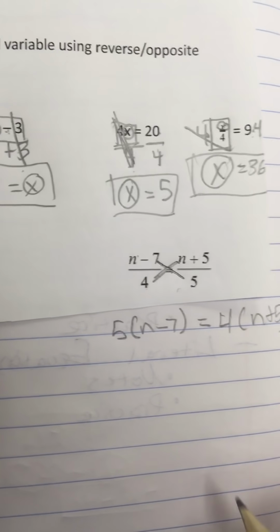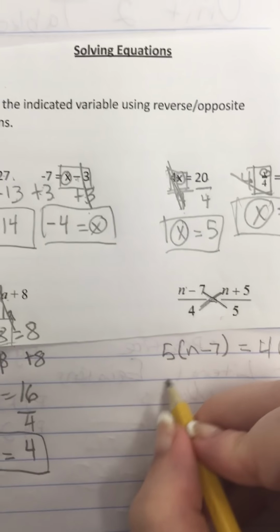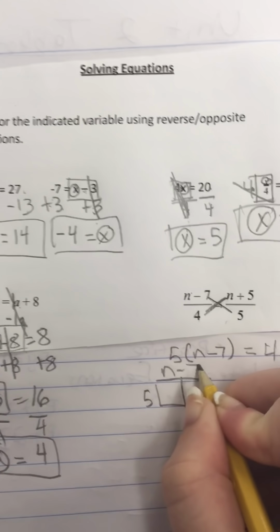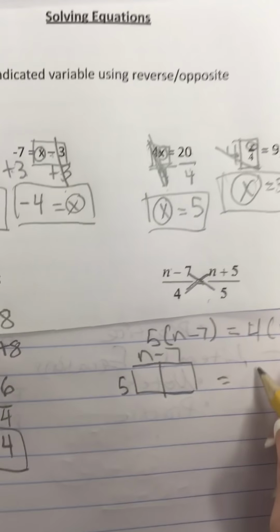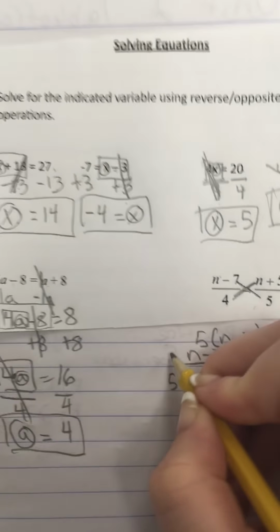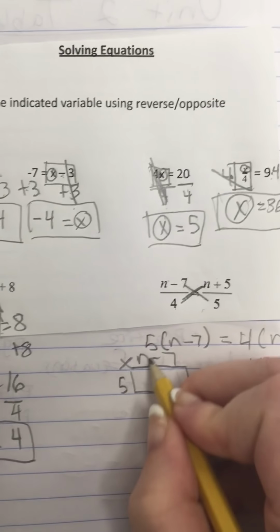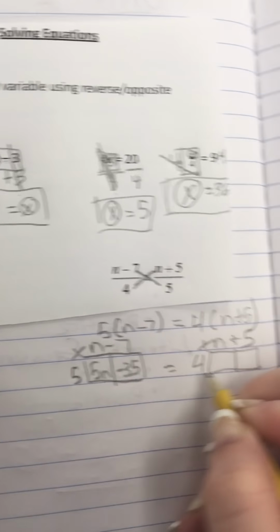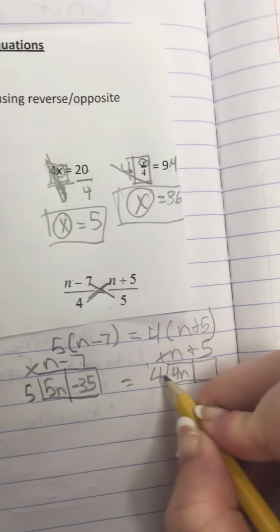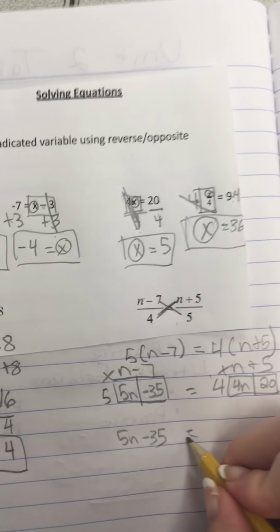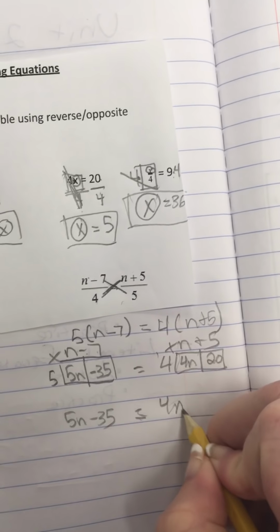All right, so now remember from simplifying expressions, we need to distribute. So I'm going to distribute on this side. And I'm going to have to distribute on this side. All right. So 5 times n is 5n. 5 times negative 7 is negative 35. 4 times n is 4n. 4 times 5 is 20. Nothing to combine, so I'm just going to bring it down.